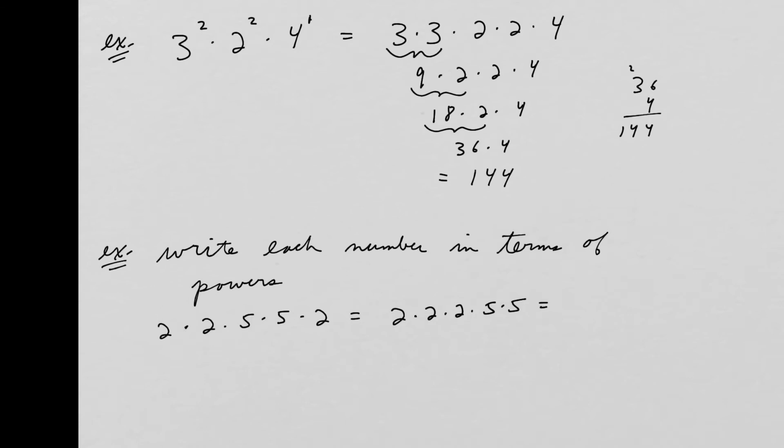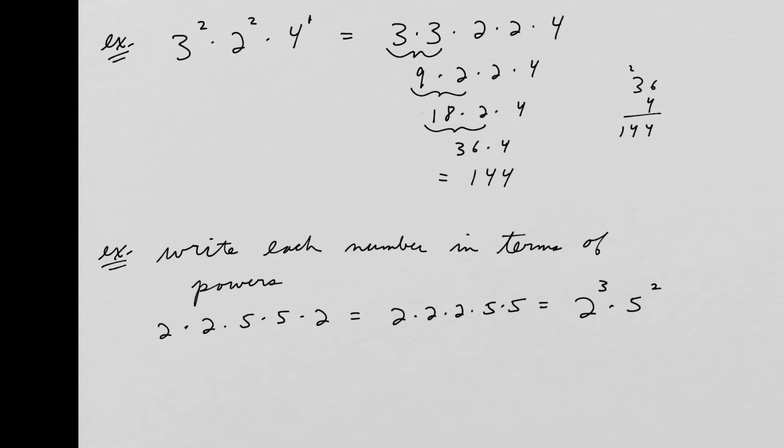And then since the 2 occurs 3 times, like there's 3 factors of 2, I would write this as 2 to the 3rd, right? The exponent would be 3, times, and the 5 occurs twice, so its exponent would be 2. So 2 to the 3rd times 5 squared, that would be the answer.